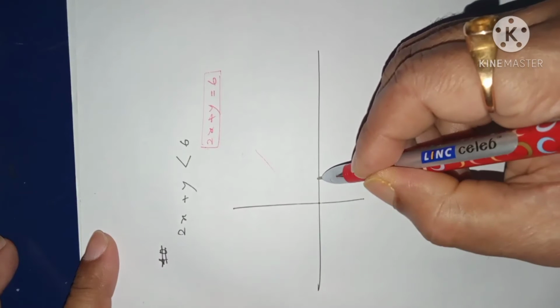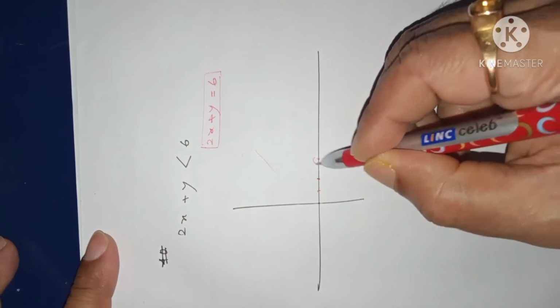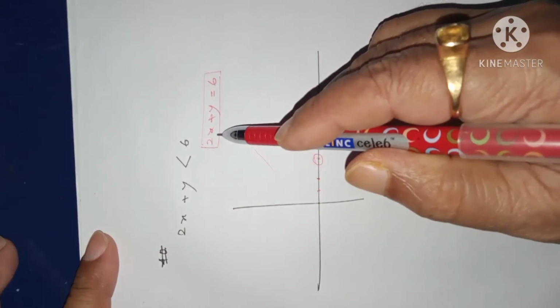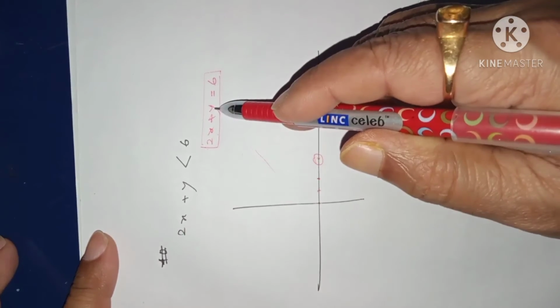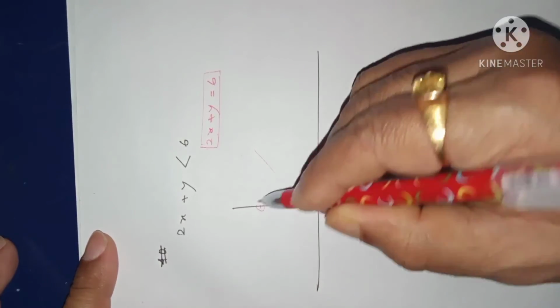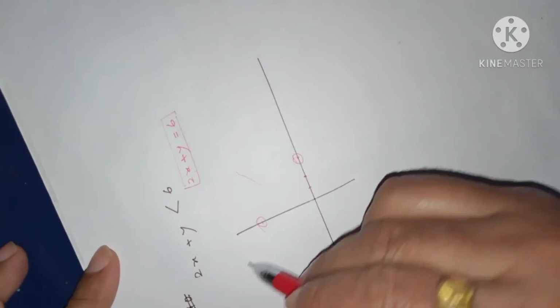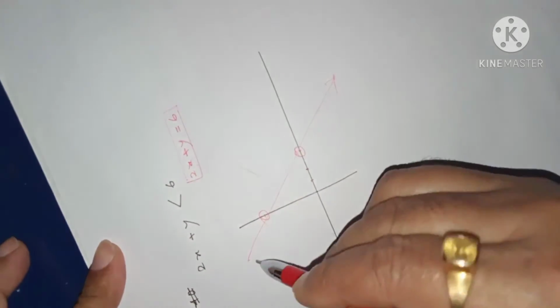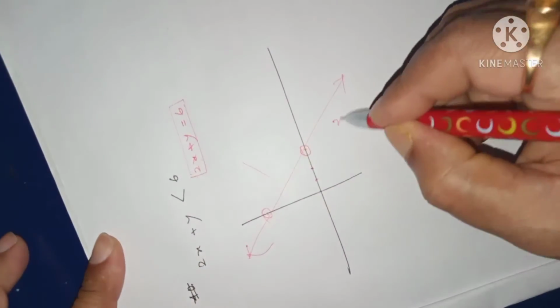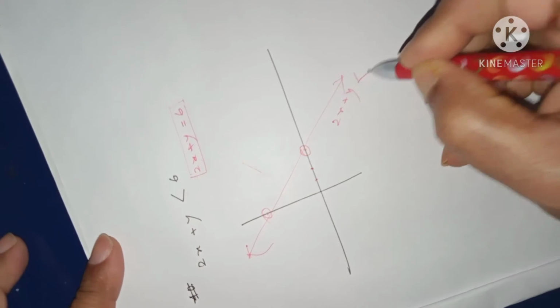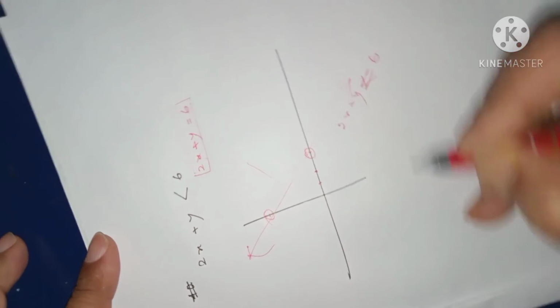So 1, 2, 3, 0. Another point, suppose x is 0, y will be 6. So y will be here, suppose. So this is the straight line which can represent this equation, 2x plus y equal to 6.